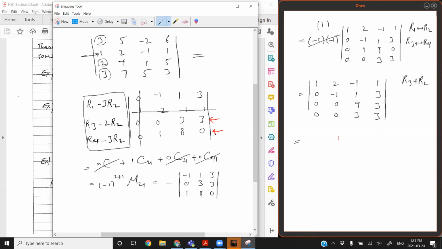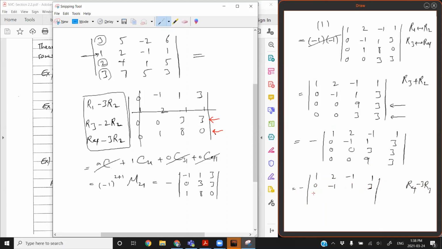Let's just swap these two rows. And because I swapped, I had to negate. And finally, I can get a 0 here by doing row 4 minus 3 row 3, which does not change the determinant. 1, 2, 1, 0, negative 1, 1, 3, 0, 0, 3, 3, 0, 0. Negative 3 times this added to this is 0. Negative 3 times this is negative 9 added to this, negative 6.